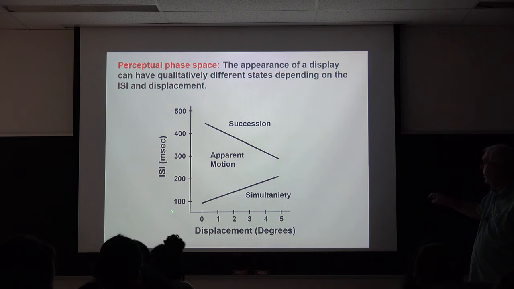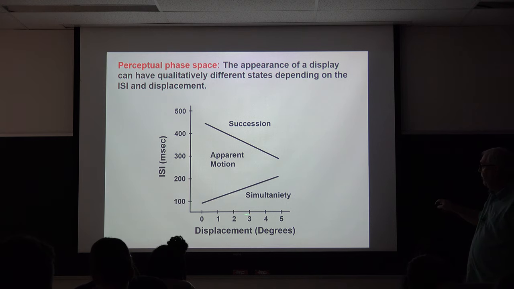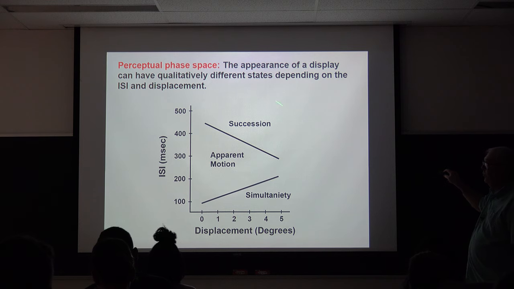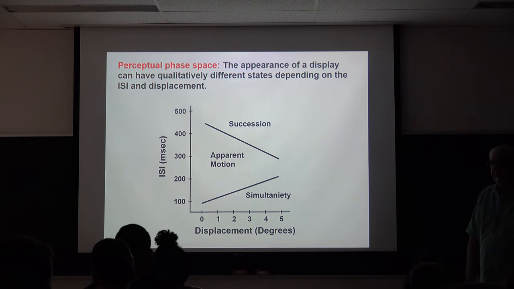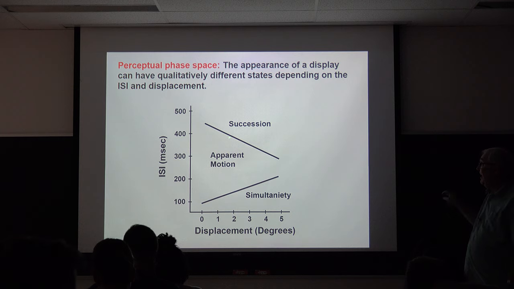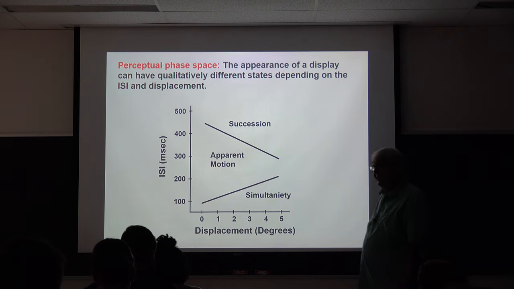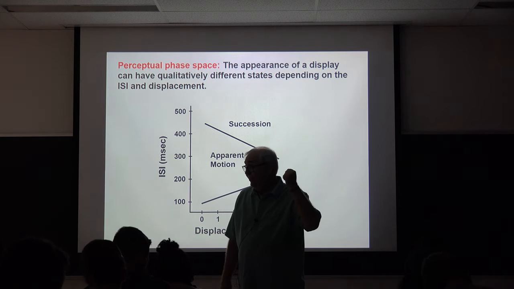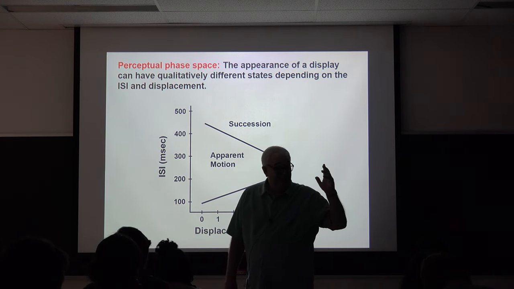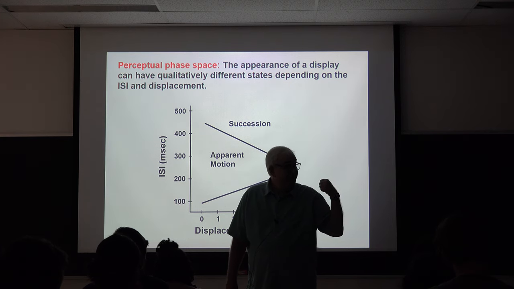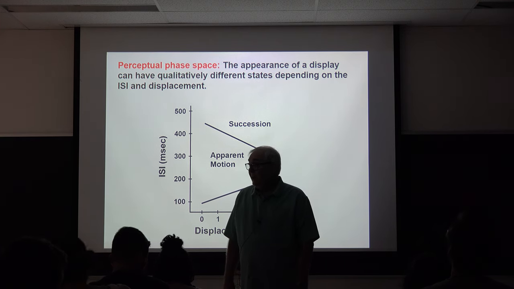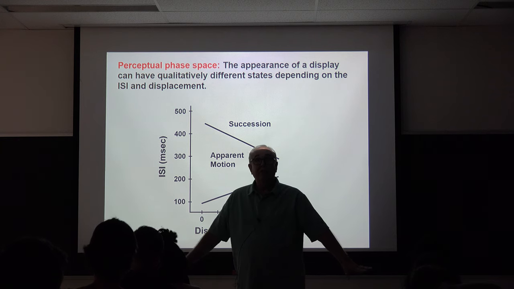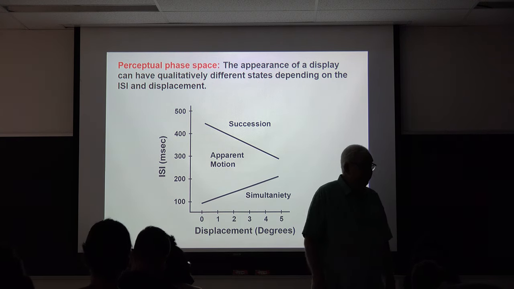So if you have ISI on one axis and displacement on the other, right, this is a region where you'll see simultaneity. This is a region where you'll see apparent motion. This is the region where you'll see succession. All right, and it's because of apparent motion that we're able to see television, movies, streaming videos, right? All of this is based on this apparent motion phenomenon. So if we didn't see apparent motion, none of those technologies would work correctly.